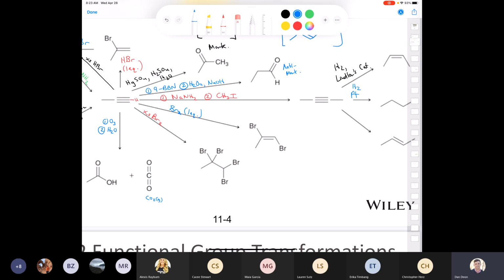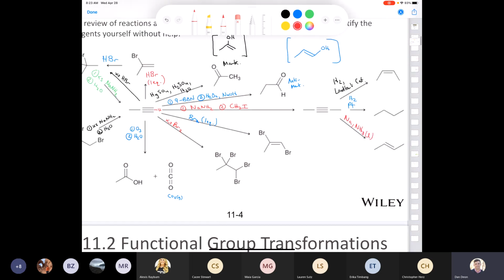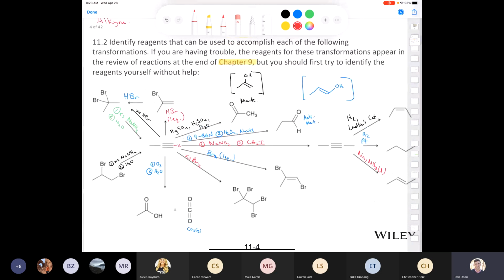And if I want to make a trans alkene, so here I'm making trans 2-butene, I would use my red pen and I would use sodium metal reduction. So I'll put sodium and liquid ammonia like that. And there you have it. Okay, that's it. So that's pretty much all the reactions that we covered in chapter 9. All right, there we go.